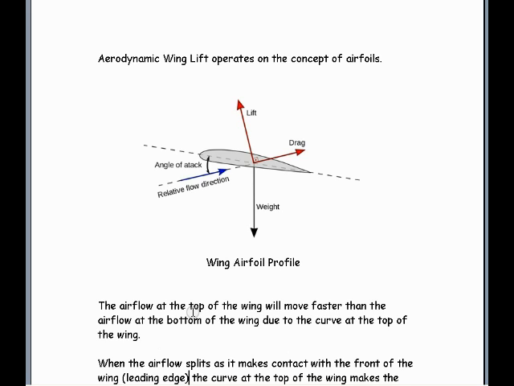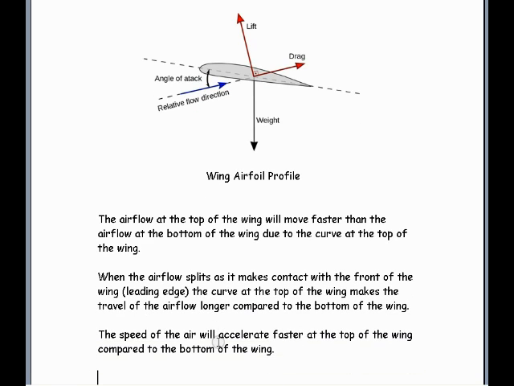Now, in terms of aerodynamic wing lift, the whole concept of airfoils and wing lift is actually quite simple. It relies on the principle of differential speeds of the air to cause lift. So at the top of the wing, the air will move faster than the airflow at the bottom of the wing due to the curve at the top of the wing. When the airflow splits as it makes contact with the front of the wing leading edge, the curve at the top of the wing makes the travel of the airflow longer compared to the bottom of the wing. The speed of the air will accelerate faster at the top of the wing compared to the bottom of the wing.